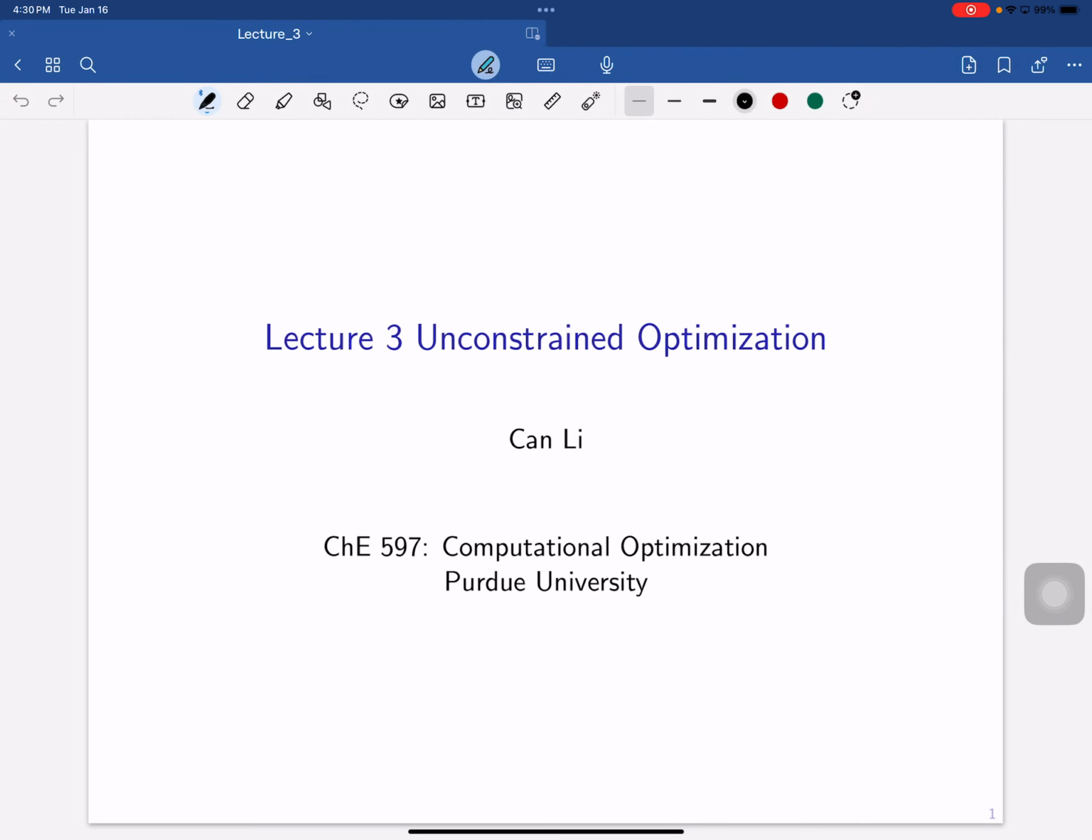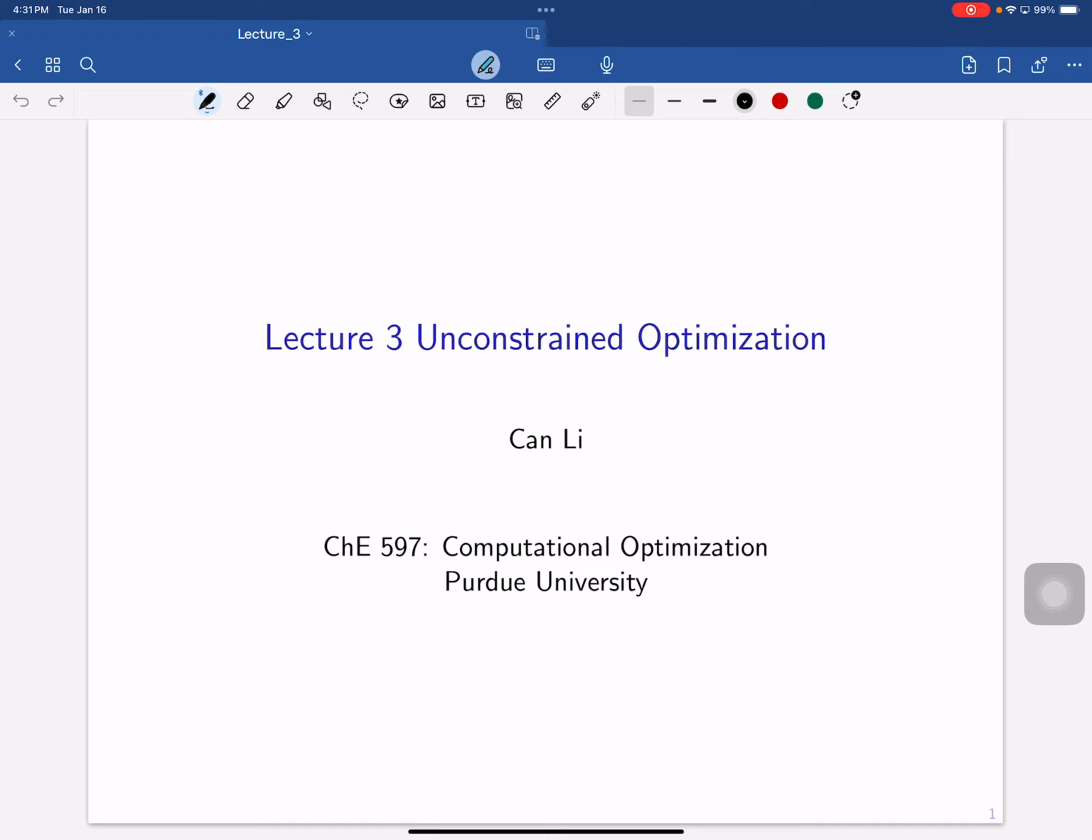So let's first do a very quick review of what we did in the previous lecture. Remember, in the previous lecture, we were talking about convex sets and functions. The reason those concepts are important is because convex optimization problems are a very special class of optimization problem. They can be solved in polynomial time.